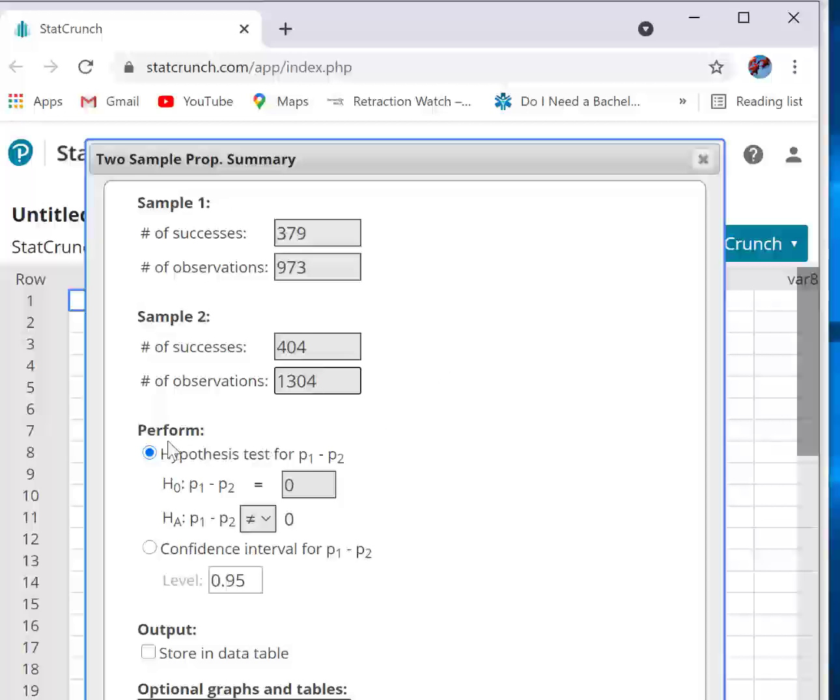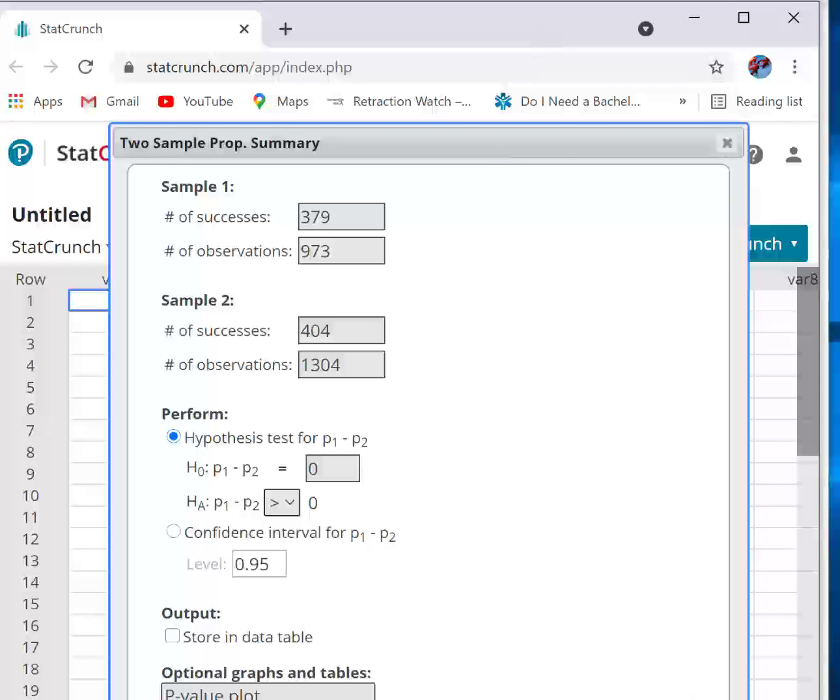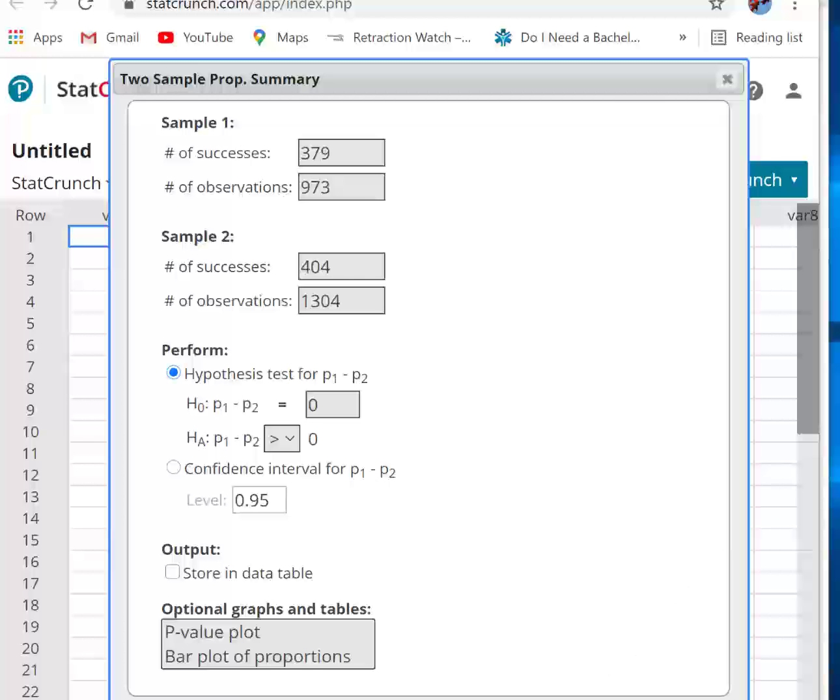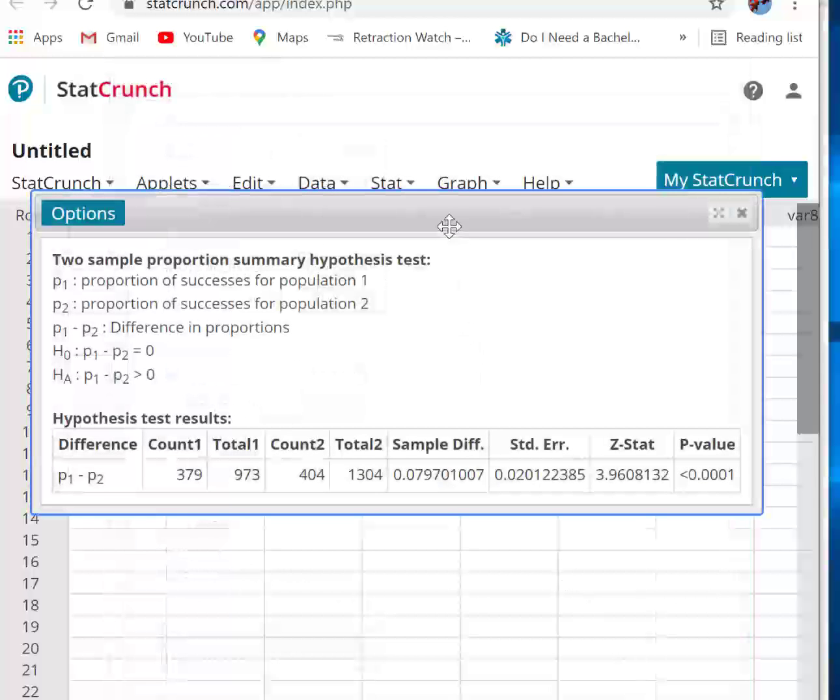Now scroll down, this is the test. p1 minus p2 equals 0 means p1 equals p2, so it's already done for you. All you have to choose is the alternative sign, which is greater than, and then hit calculate. So I'm going to scroll down and hit compute, and here you go.